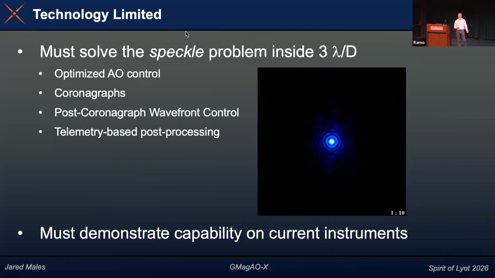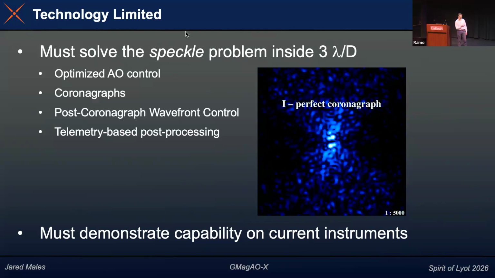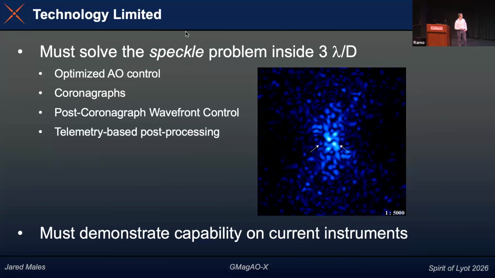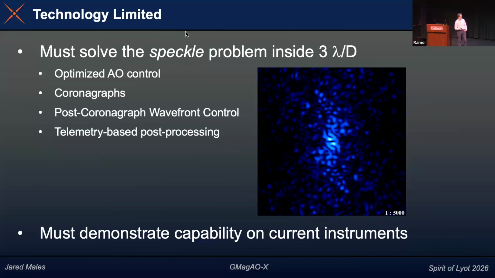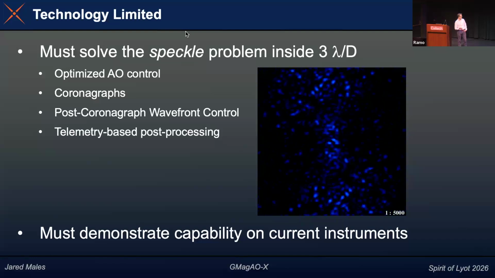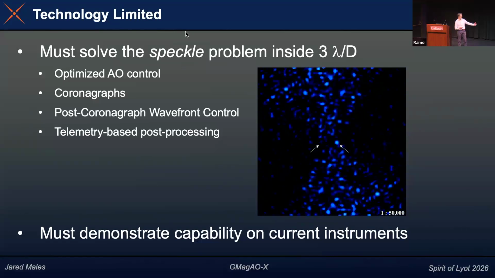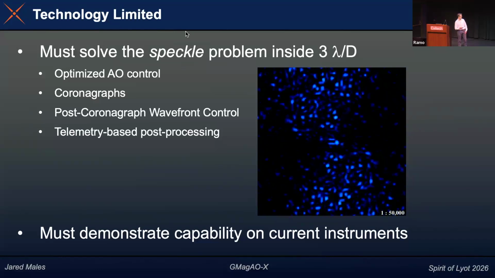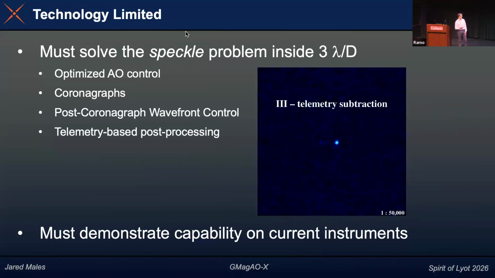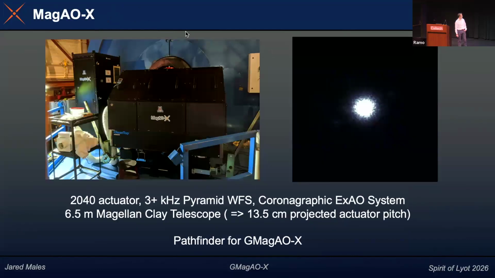So we have a lot of work to do on current generation instruments to make this theory into practice and prove that we can do this with the ELTs. I'll take a second and just watch the video run one more time. So there's that, you can pick out that planet now, and then when we turn on this telemetry-based PSF subtraction, even at a few lambda over D, we'll be able to dig out these faint sources.